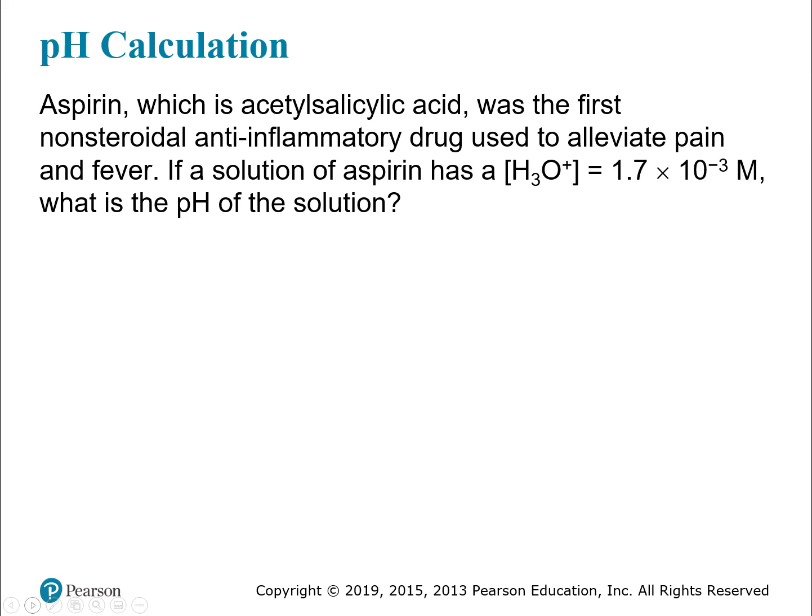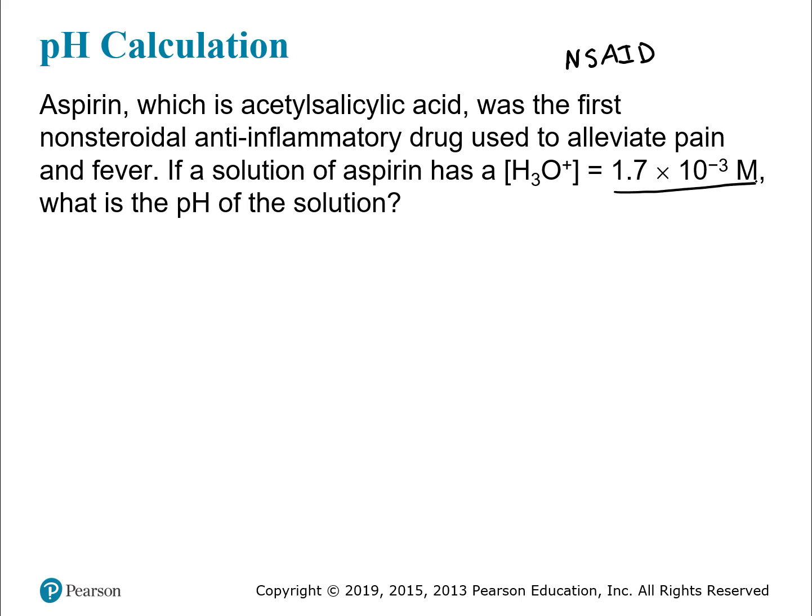Now let's try a calculation. Aspirin, which we're all familiar with, is acetylsalicylic acid. It was the first non-steroidal anti-inflammatory drug, which you might see as NSAID. That's what that means, non-steroidal anti-inflammatory drug. And it's used to alleviate pain and fever. If a solution of aspirin has a hydronium concentration of 1.7 times 10 to the minus 3 molar, what is the pH of the solution?